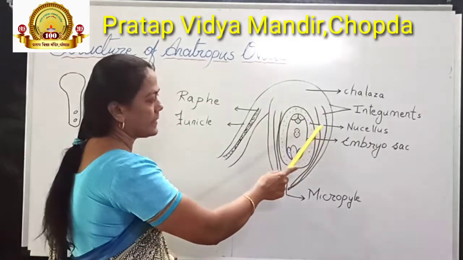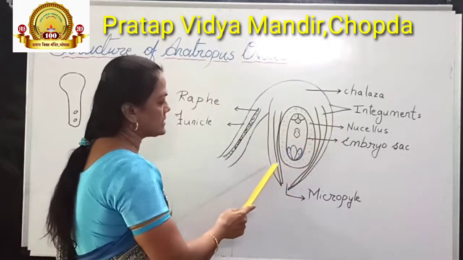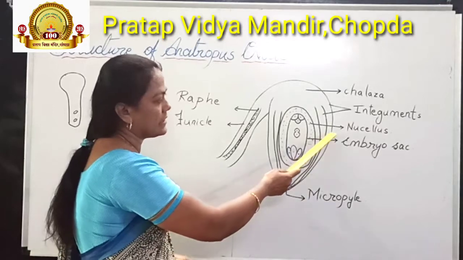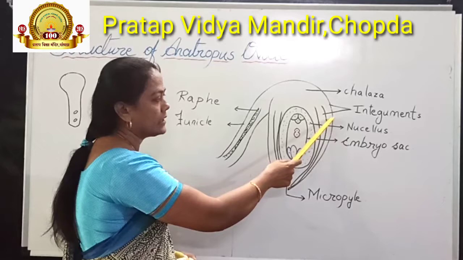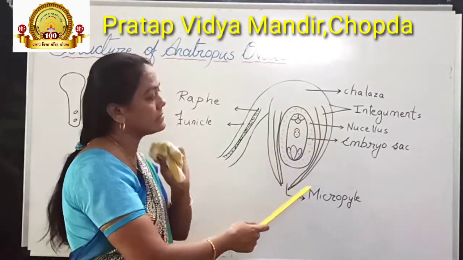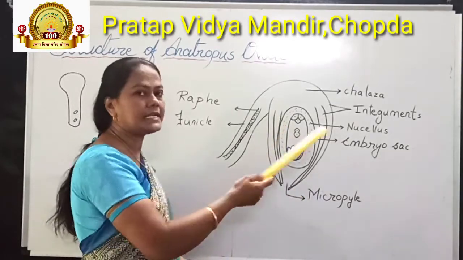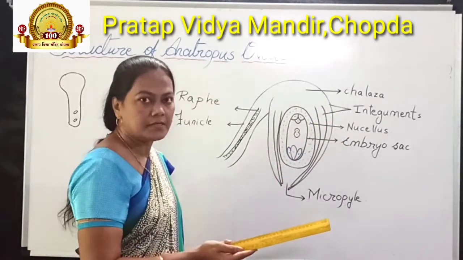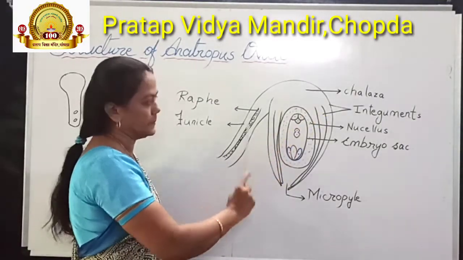Outside this nucellus, 2 integuments are present. These 2 integuments, you can say, are the covering of the nucellus. They are the coverings, meaning they are for protection of the nucellus. The outer integument is hard and thick, and the inner integument is thinner and a little bit softer. When fertilization takes place, the outer integument turns into testa and the inner integument turns into tegmen.